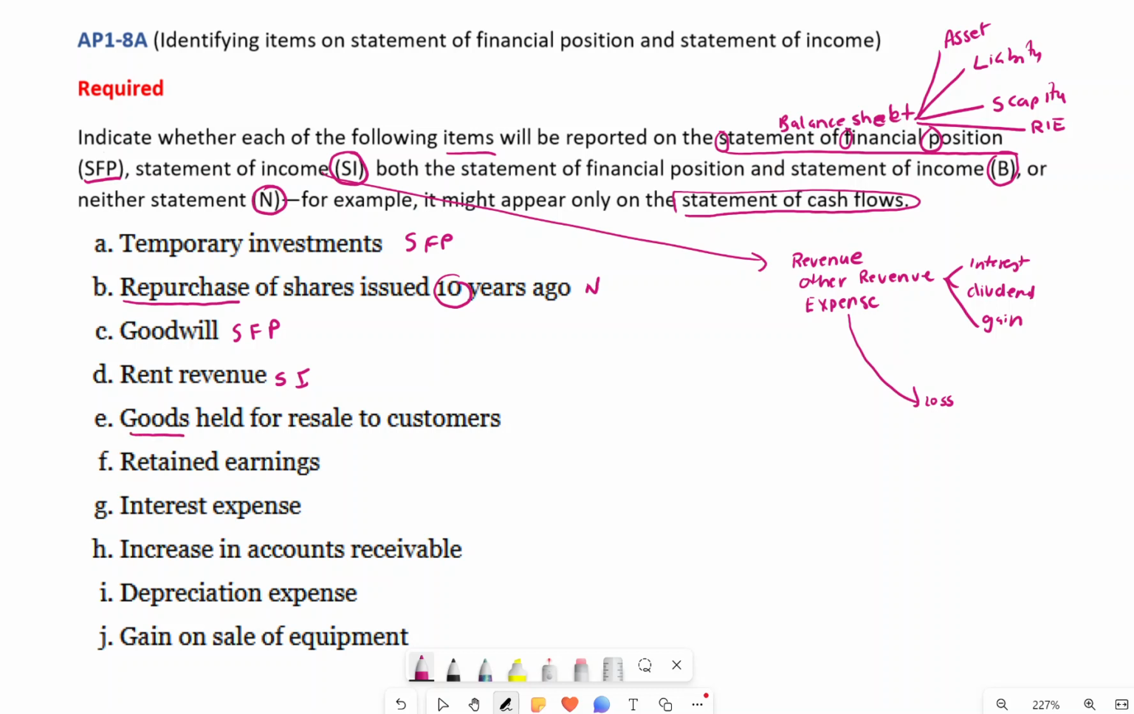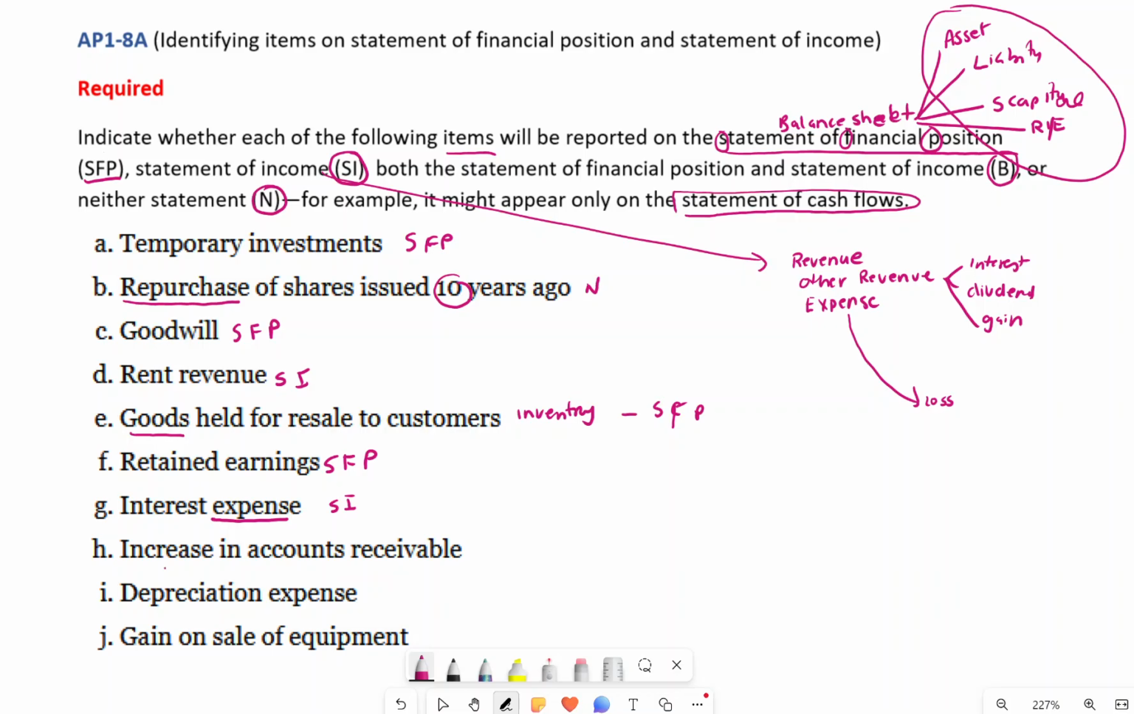Goods that are held for resale, in other words, will be part of your inventory. If it's inventory, it is an asset. If it's an asset, it still sits on your statement of financial position. Retained earnings, statement of financial position. I put it in here too. If you're having a hard time, keep doing it more often, more questions, to get the hang of it. RE stands for retained earnings. Interest expense goes on my statement of income.